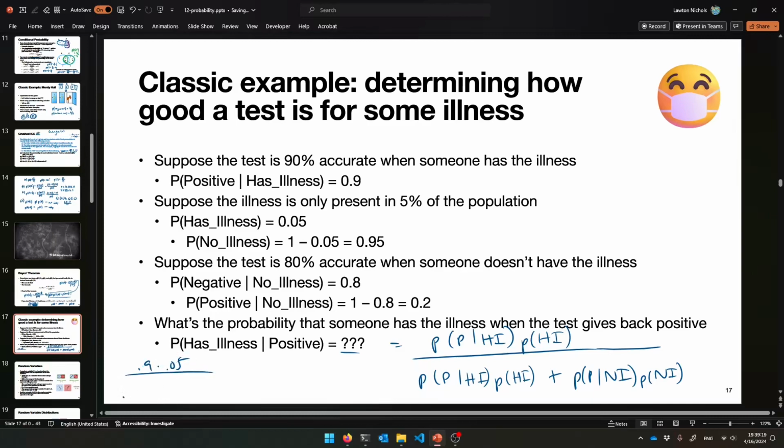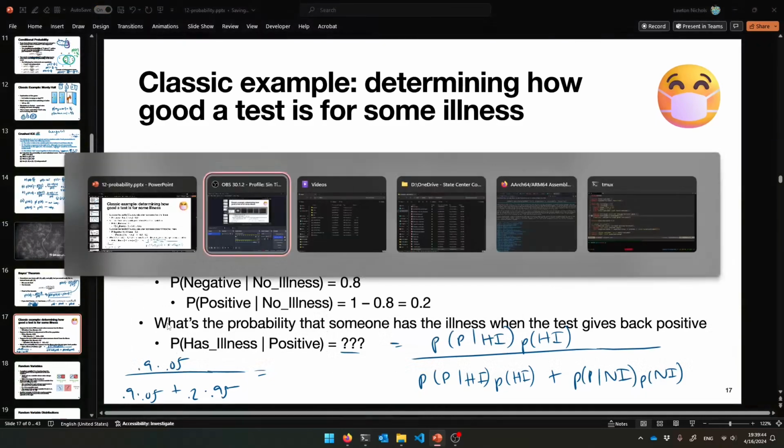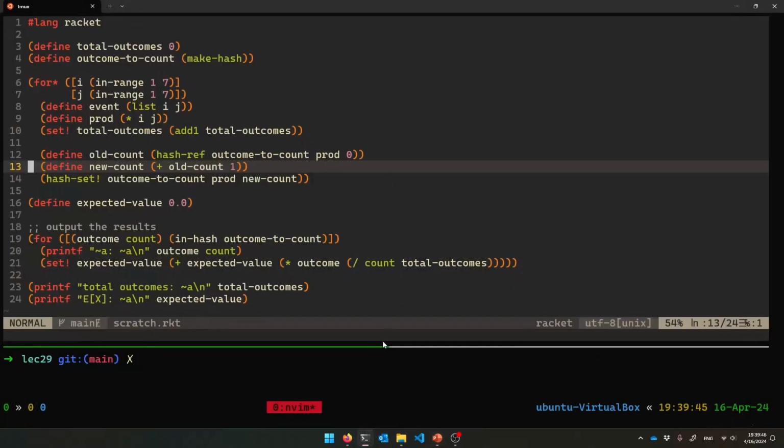All right, let's go over that all over again. 0.05. And then plus, the probability of a positive given no illness is 0.2, times 0.95, right? That's the probability that you don't have the illness, no illness. So let's solve for this. What's the probability that you actually have the illness given that you got a positive test result back? That tells us how good the test is.